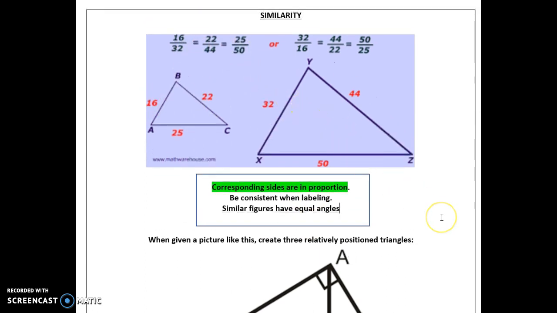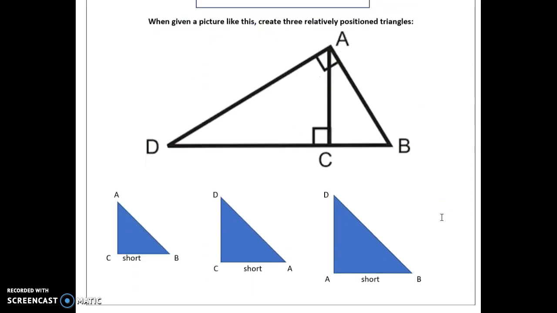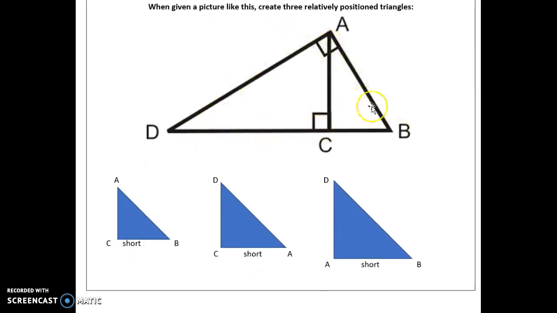The last thing that we're going to talk about today are when you have 3 right triangles in one picture. This is what we called, and this has been on the board for a long time, relatively positioned triangles, which will help you in matching parts. So in this particular case, we have a small triangle, a medium-sized triangle, and a large-sized triangle, and all of them are right angles. This was Mama Bear, Papa Bear, Baby Bear, the small, medium, large.